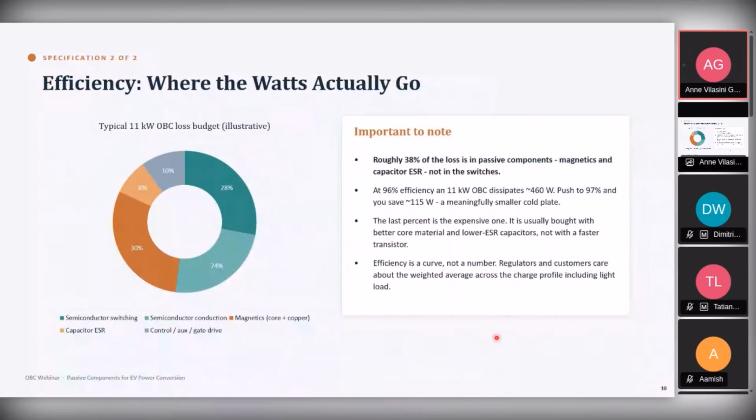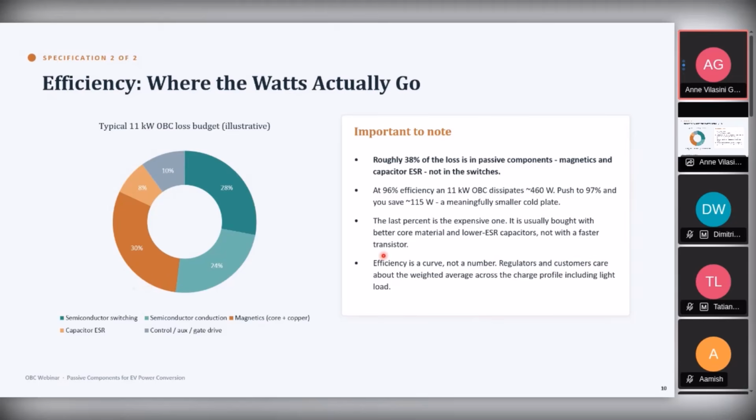So now talking about efficiency. What happens when you charge your car? You can see on the display that if you have an 11 kilowatt OBC, normally you are not always charging at 11 kilowatt. It is somewhere around 10.5 to 10.9. So where do the watts actually go? This is the number that I want you to notice. Roughly 38 percent is lost in the passive components inside the charger, which are mainly the magnetics and the capacitors, and not really coming from the active components.